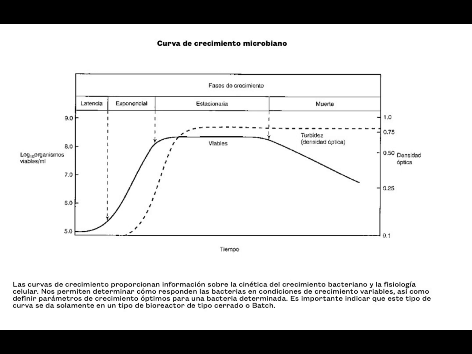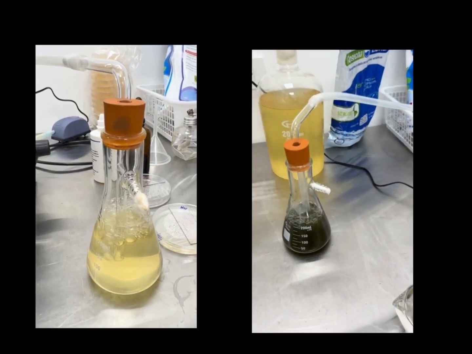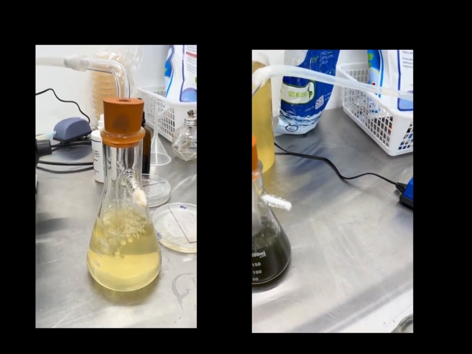Curve of bacterial growth. The figure illustrates a growth curve of a bacterial population. This curve is divided into 4 phases called latency phase, exponential phase or logarithmic phase, stationary phase and death phase. This phenomenon occurs only in a closed bioreactor or batch type.